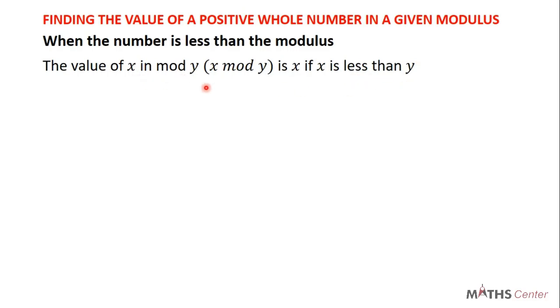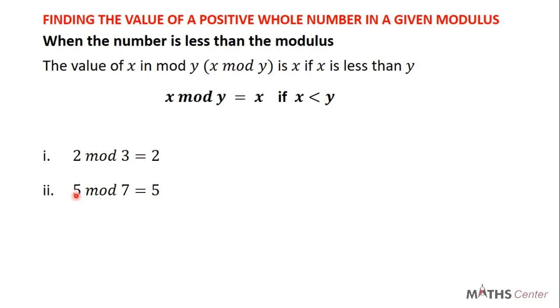The value of x in mod y, which is written as x mod y, is x if x is less than y. This means that x mod y is equal to x if x is less than y. So if the number x is less than the modulus y, then x mod y is equal to x. For example, 2 mod 3 is equal to 2. 2 is less than 3, so 2 in mod 3 will give us 2.